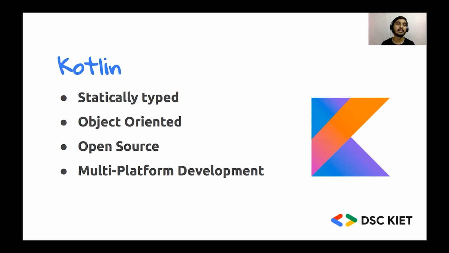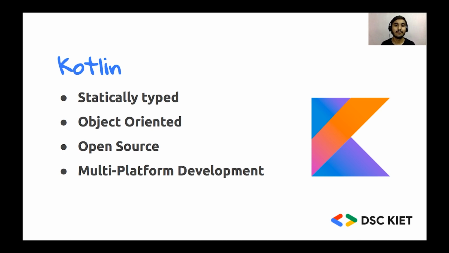And Kotlin and Java are object oriented, which means we have some objects for a class, and with that object we can access all the methods and variables throughout the class. And Kotlin is also open source, which means that we can see the code and we can also contribute to it.